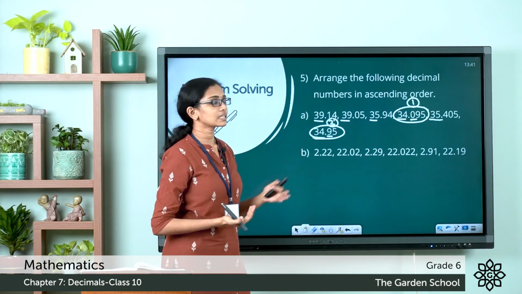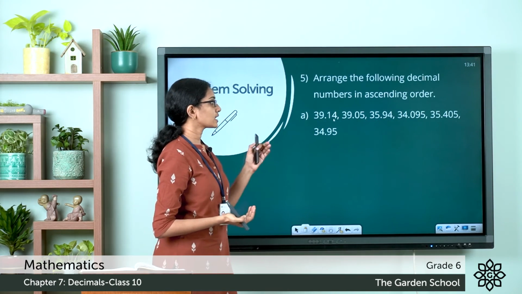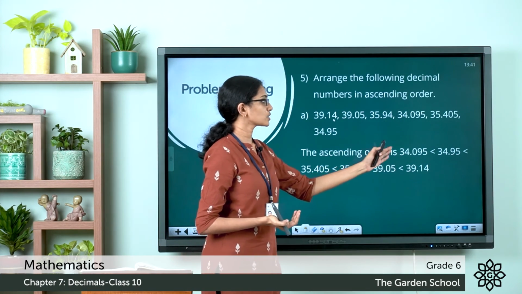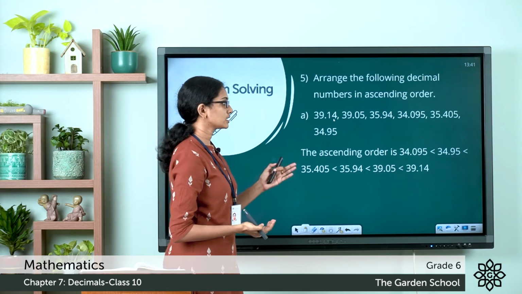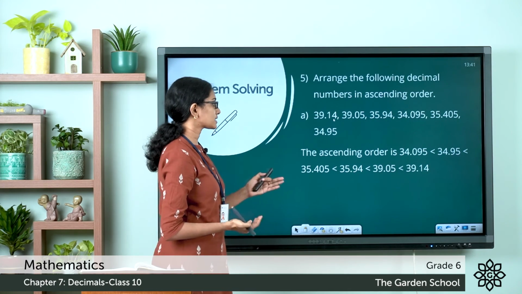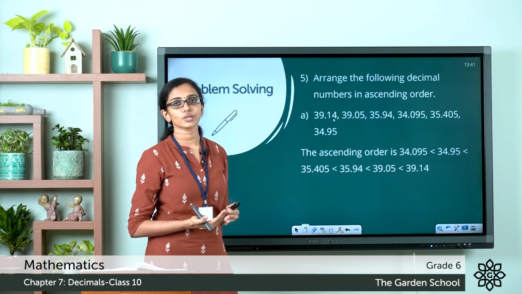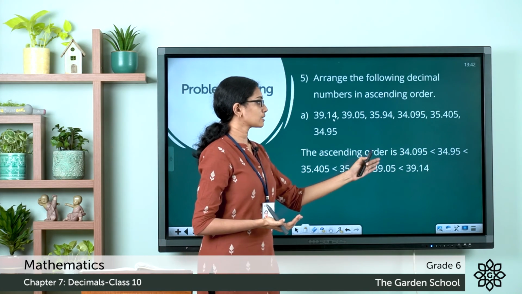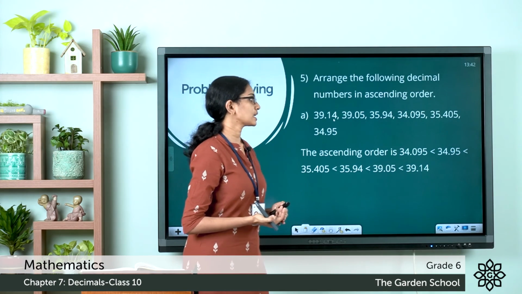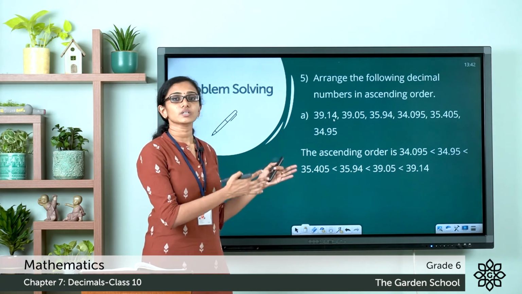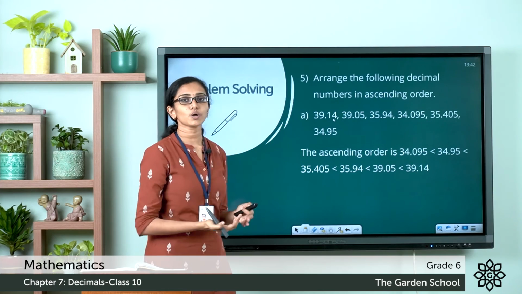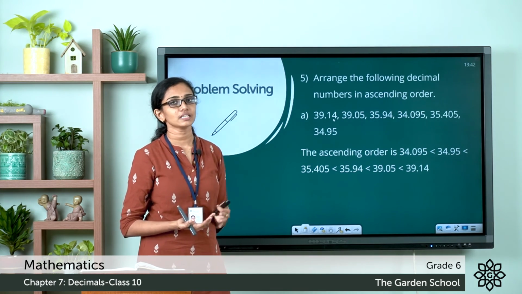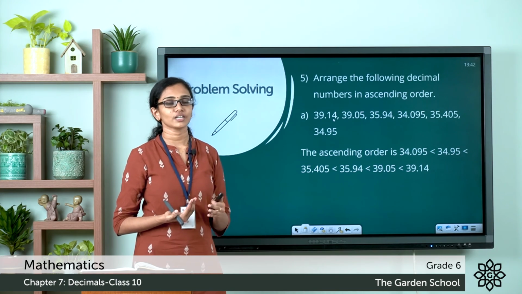So see, compare the other numbers in the list, you will get the ascending order of the numbers as 34.095 less than 34.95 less than 35.405 less than 35.94 less than 39.05 less than 39.14. So this is the right ascending order for the given set of decimals. So follow the same procedure for part B of the question and write the correct ascending order in your notebook.